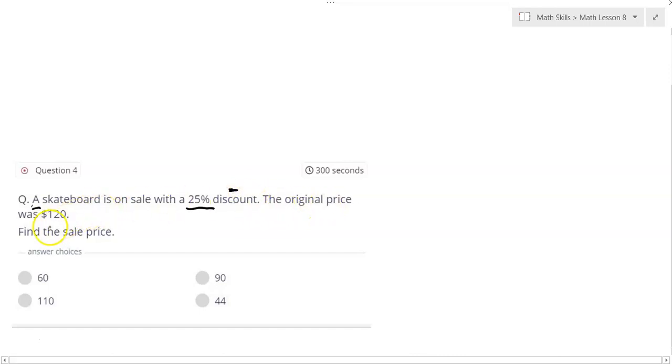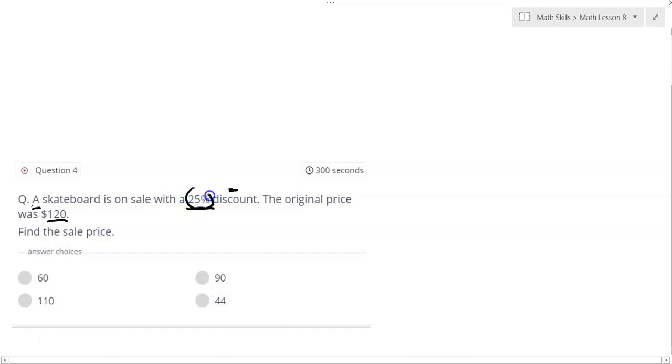The original price was $120. How much is the sale price? So how much do we pay after subtracting 25% discount here on sale? Well, before we go in and directly try to solve the problem, let's talk about this right here.